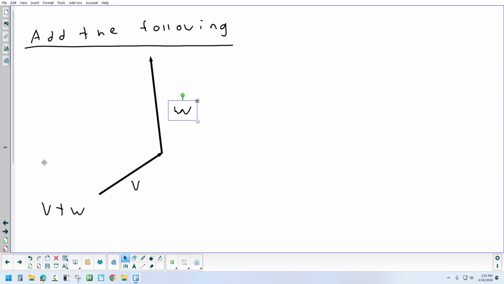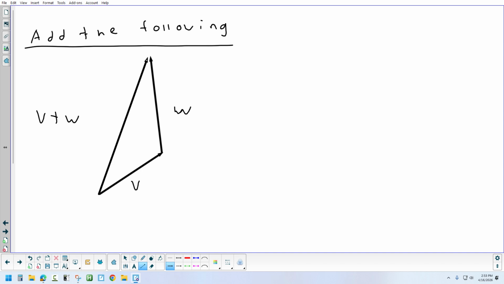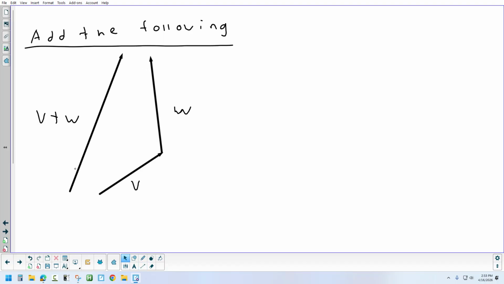And now, how do we get the final answer, V plus W? Travis, how do we do that? You make a line from the starting point of V to the end point of W. Yep. So we're going to draw in that third side, and that's the visual for V plus W. Any question on adding two vectors together visually? Okay.